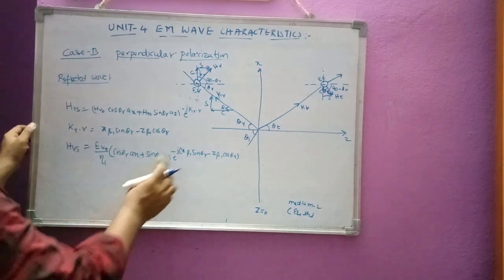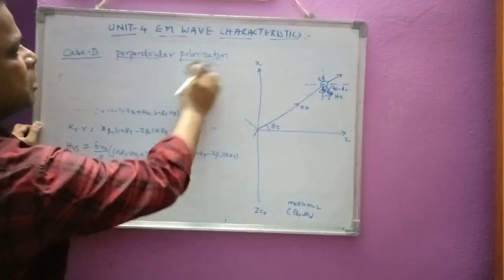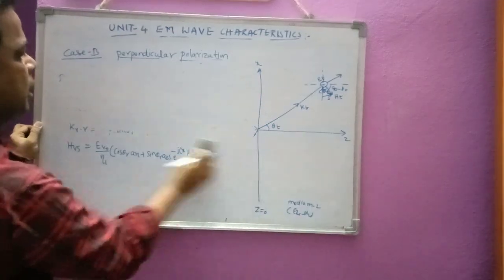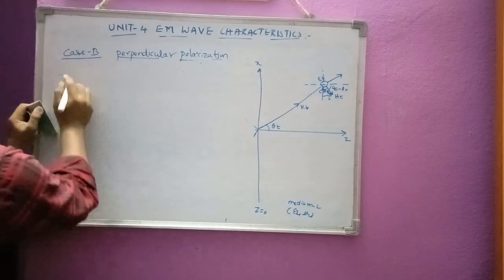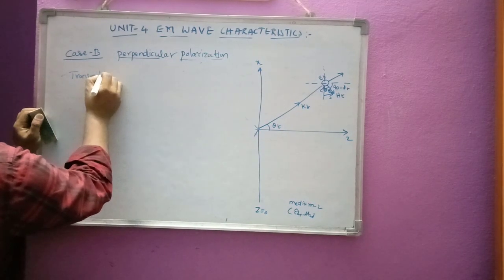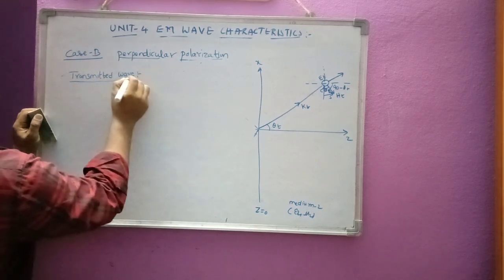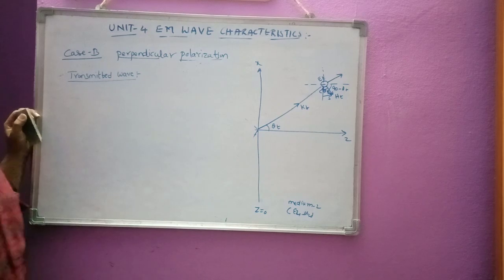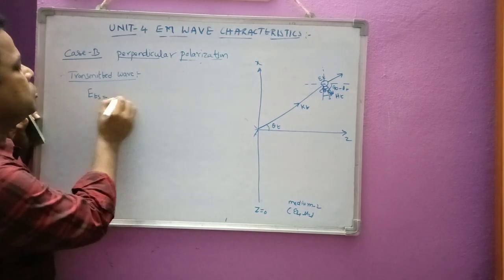Now I will write the equation for the transmitted wave. Okay. I will erase this one because it is not necessary for this diagram. Now I will write the equation for the transmitted wave. In the transmitted wave, again I have to derive the equation for the electric field as well as for the magnetic field. ETS is equal to ET naught.